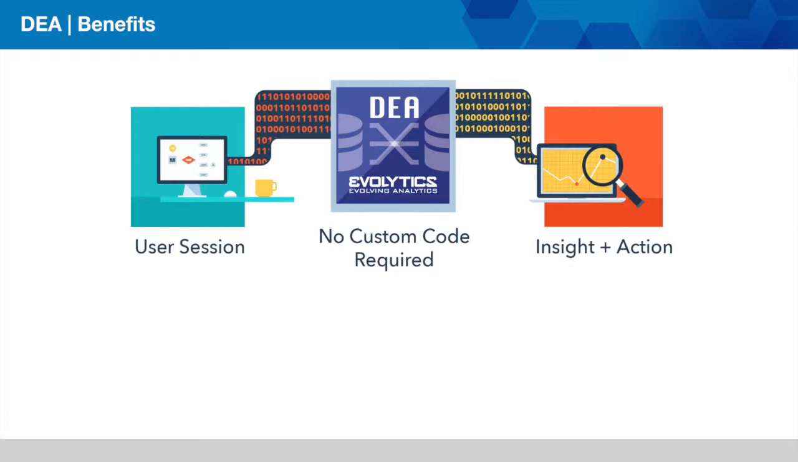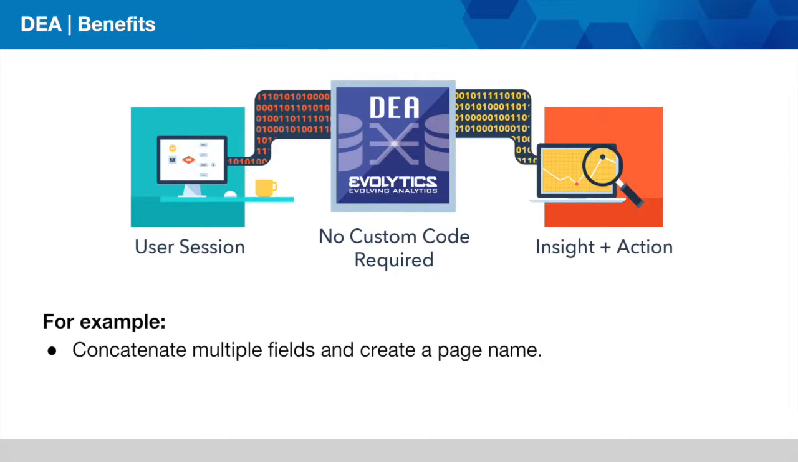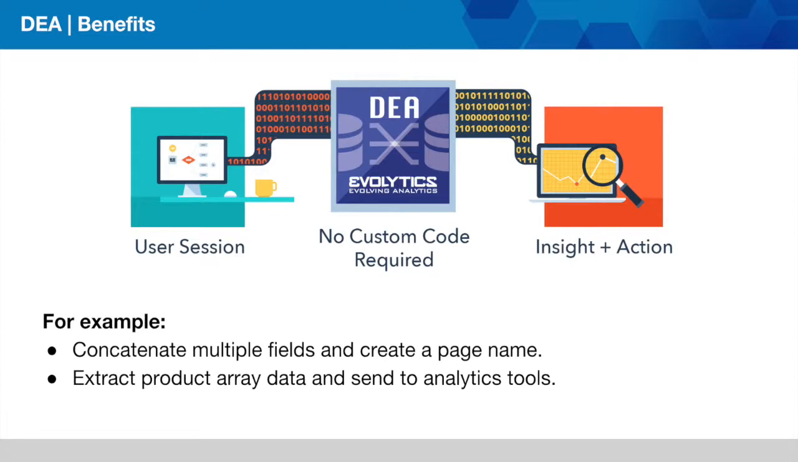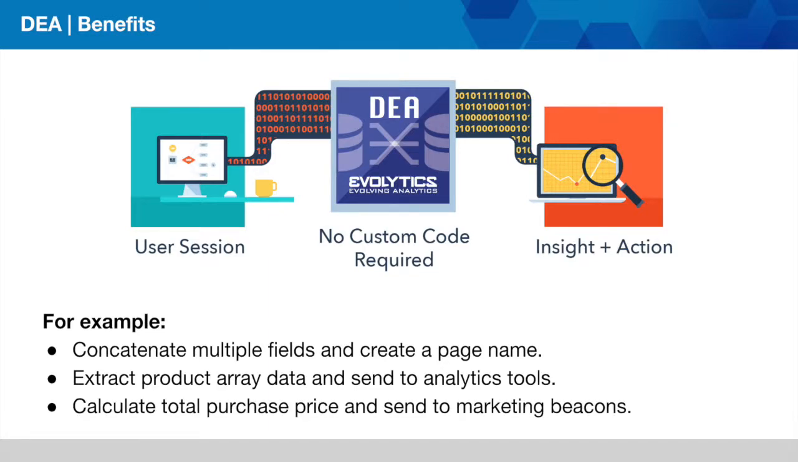Before we jump into a demo, let's review the benefits you get when using the DEA to manipulate data on your site. For example, you could concatenate multiple pieces of data to create a page name to send in your analytics call, or use this page name in a rule condition to trigger a specific voice of the consumer survey. Select specific product data from an array to send to Adobe Analytics, Adobe Audience Manager, or other analytics and marketing tools. Multiply units purchased by the base price to pass the total price paid to marketing beacons.